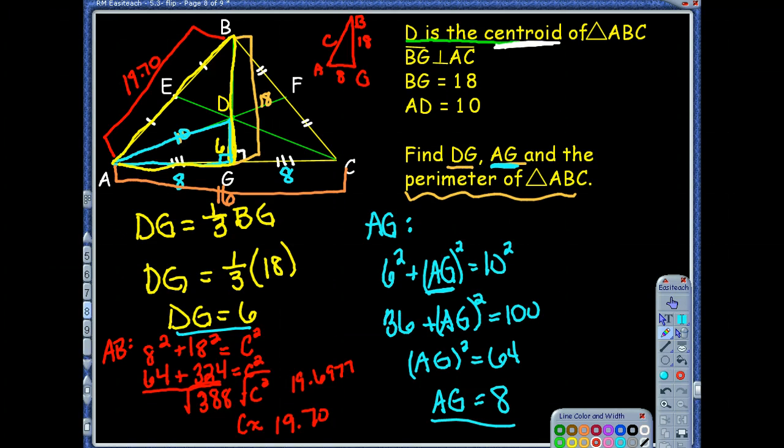Now, we could repeat that whole process, right? Because the other triangle BGC is a right triangle with the same two legs, so I don't need to redo that.